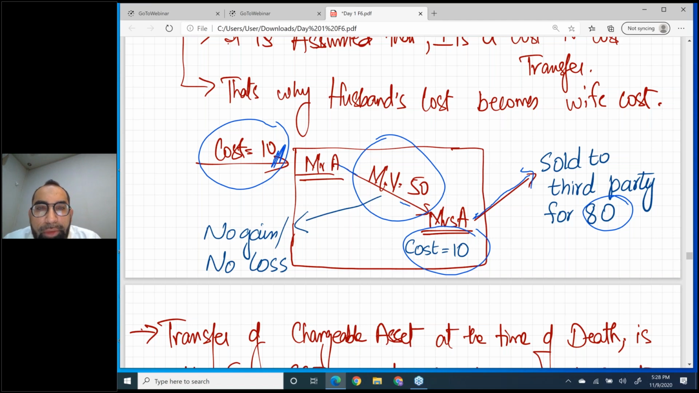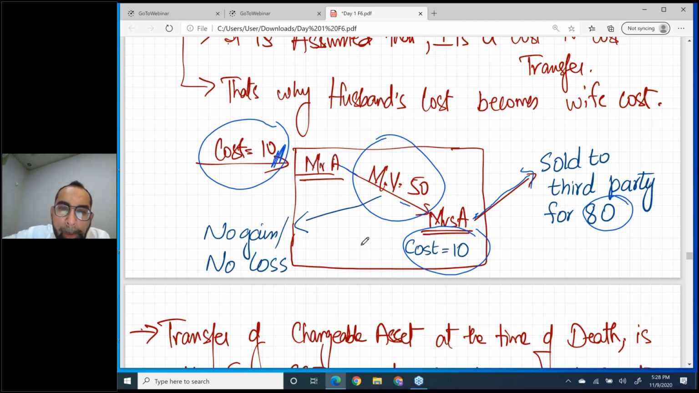Okay, so whenever it is husband, wife or civil partners, there should be a click in your mind: no gain, no loss between husband and wife transactions. No gain, no loss, and the husband's cost will become the wife's cost.